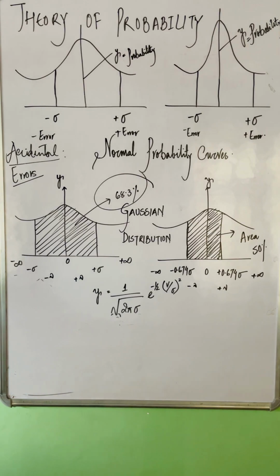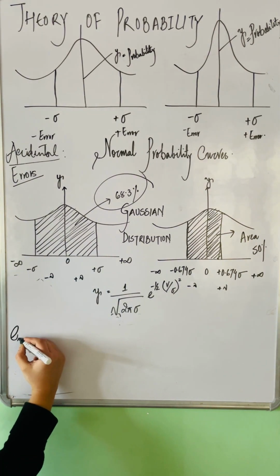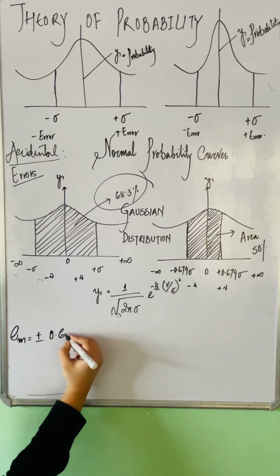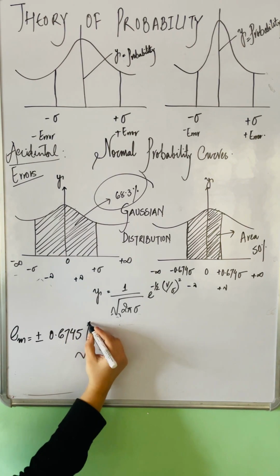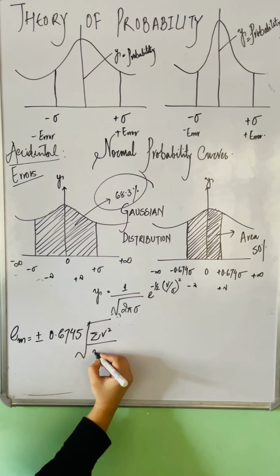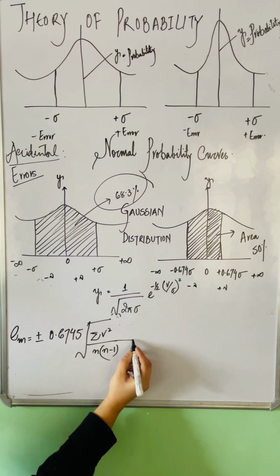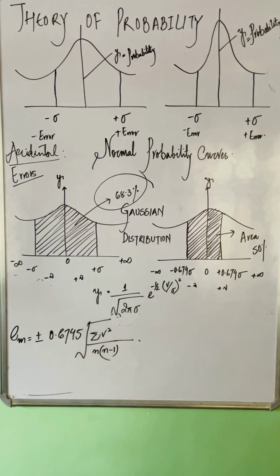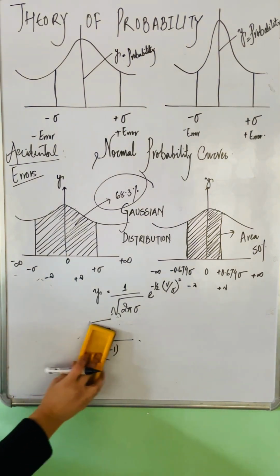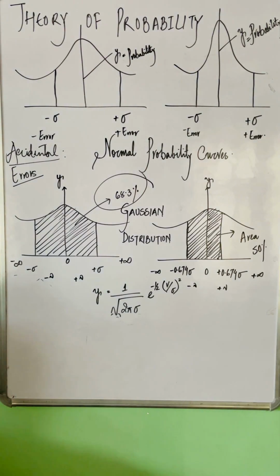Most probable error of the mean. Most probable error of the mean is plus minus 0.6745 times the standard error of the mean. All right. So this is the most probable error of the mean, and this must also be noted by the student. Next one, maximum error.